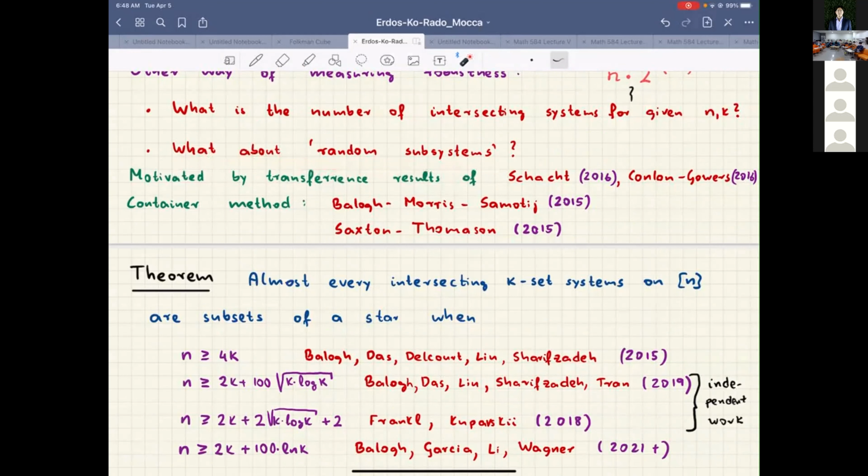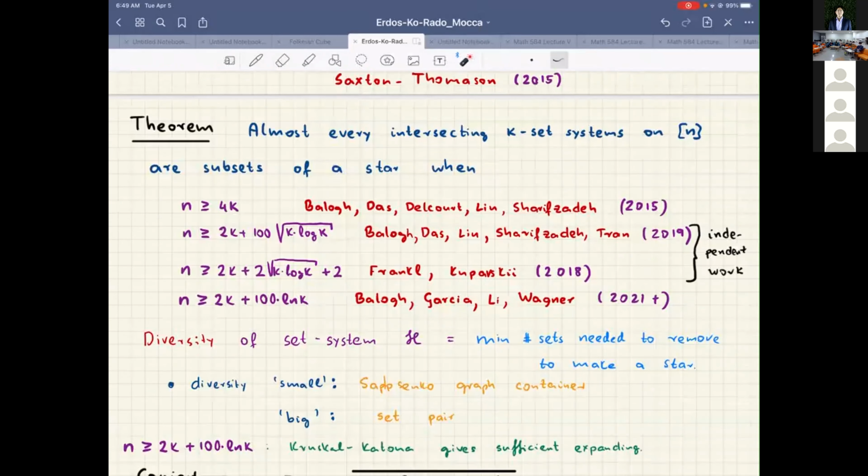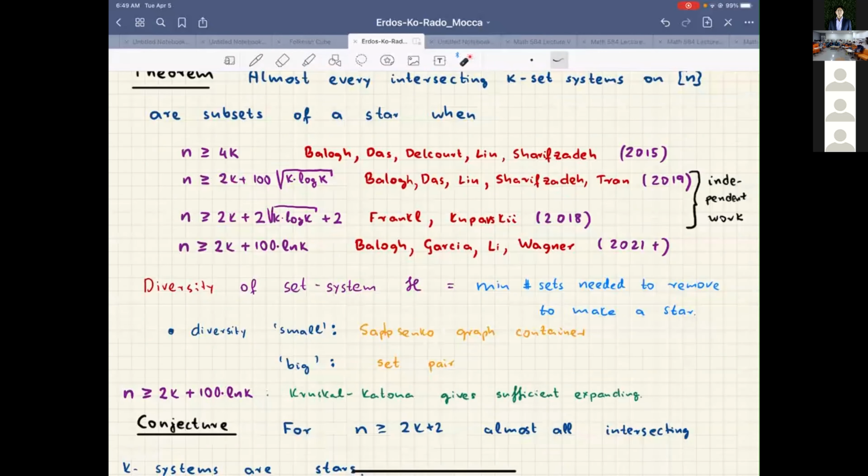Another direction of research is considering some type of random subsystems, and there were many major results, not so recently by Schacht, Conlon, Gowers, and also by the container method. In the next couple of minutes, I'm talking about the following family of theorems. Again, the statement is that almost all intersecting k-set systems are subsets of a star. And the reason that I'm calling it a family of theorems is that this statement is easier when k is small, and it's getting harder when k is getting closer to n half. One of the first results on this was proving the above theorem when n is at least 4k.